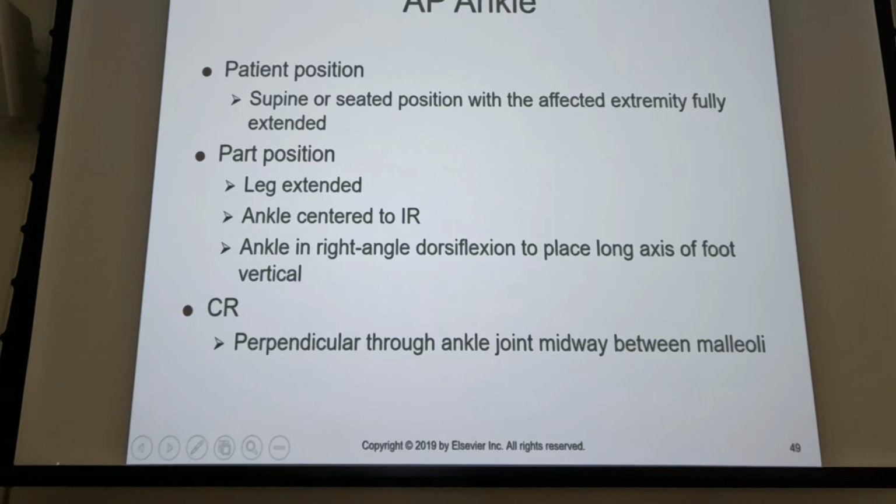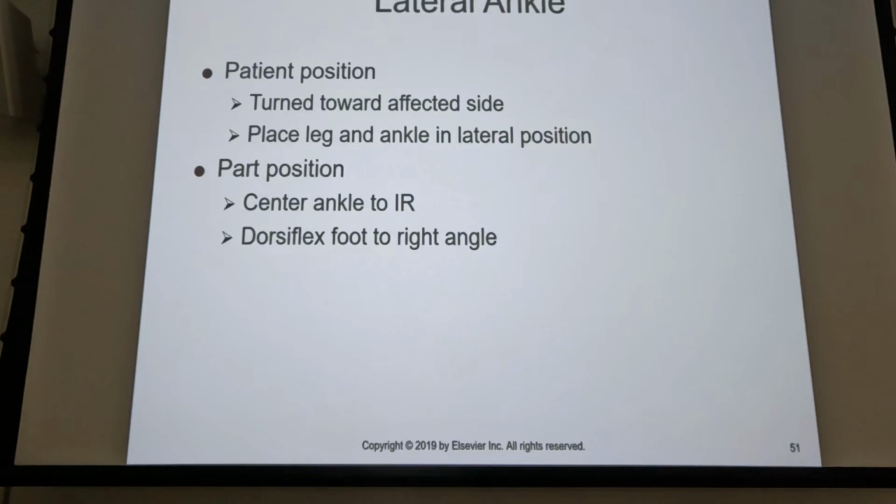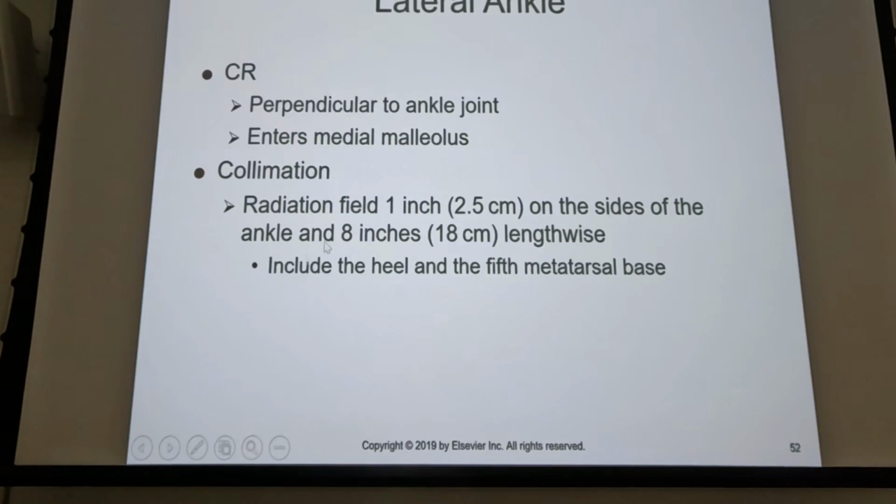Okay, in both cases, your central ray is going to be the same spot, right in the middle of the ankle joint, middle of the malleolus. So, lateral ankle, again, just like a lateral foot, the only difference is going to be central ray location and collimation. Dorsiflex the foot to a right angle if at all possible. And in this case, our central ray is going to be perpendicular to the ankle joint, entering at the medial malleolus, providing you're shooting medial lateral.